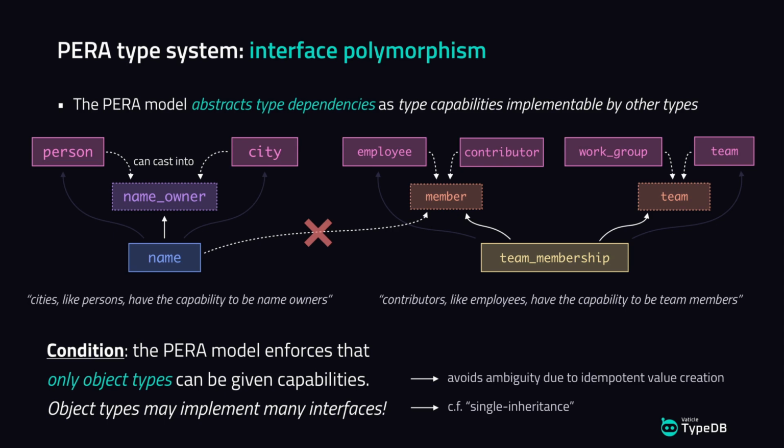In contrast to inheritance, where we had the single inheritance condition, object types can, however, implement many interfaces. So here there are no further conditions, and it's actually extremely useful to have this many-capability model. In many cases, you can essentially, with a more capability-driven design, express how behavior comes from many different types in your model.